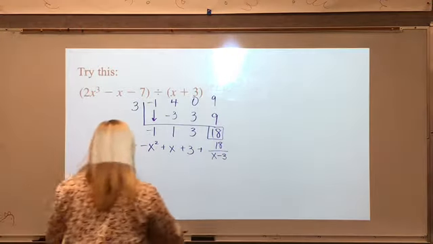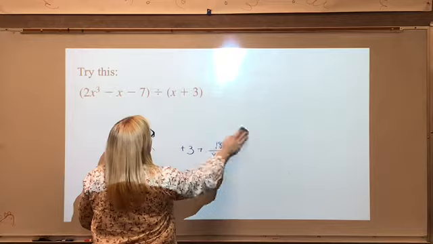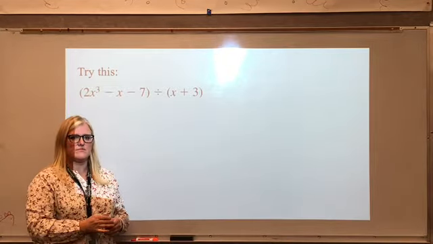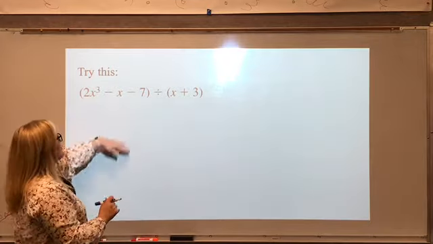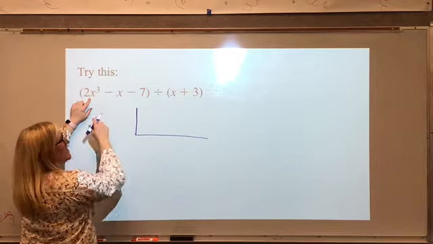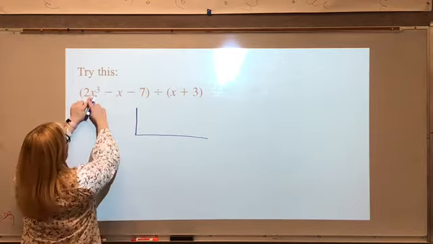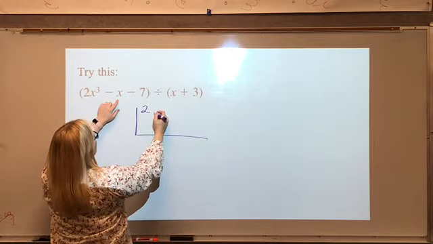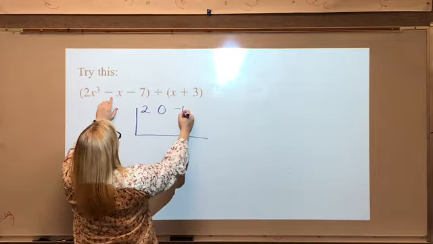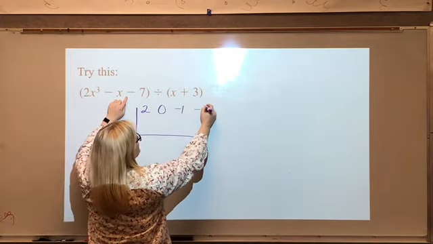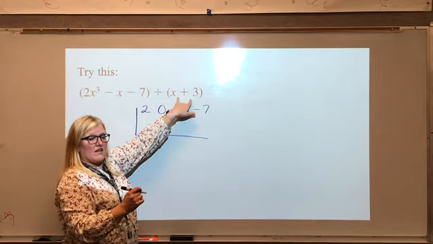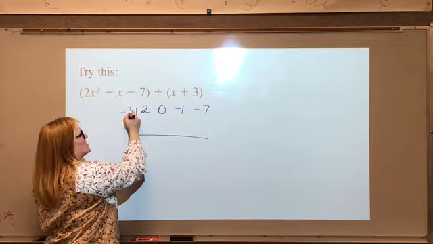So I want you guys now to try this one. So go ahead and pause your video. All right, so setting up. I'm looking at this. I don't have an x squared term. So I've got 2 for the x cubed one. I have to put in a 0 for the x squared. I have a negative 1 for the x, and a negative 7 goes right here. I divide by x plus 3, which means a negative 3 goes here.